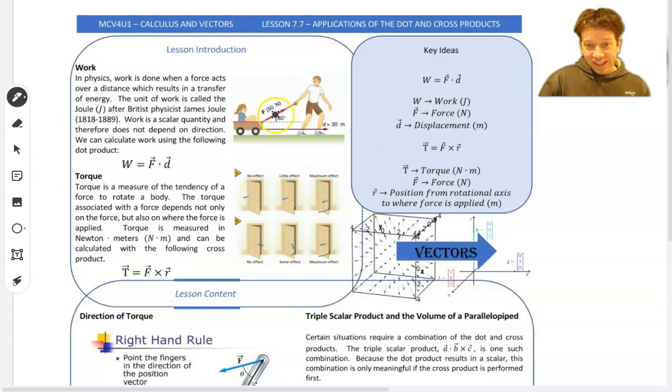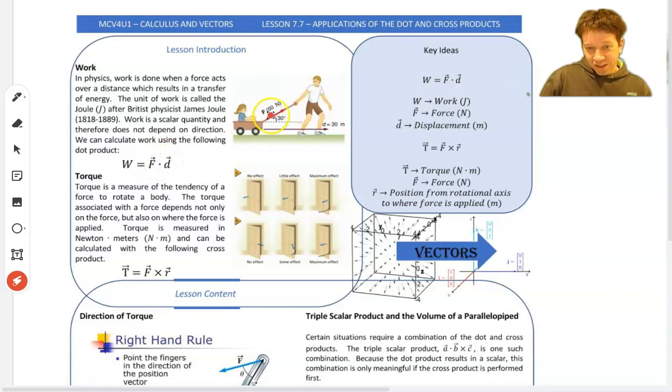Okay, so for example, if this person is pulling this cart, then the cart goes faster because he's applying a force over some displacement, which then we say does work on the system and adds energy to that system. So work has the same units as energy, which is the joule. And we can calculate work with the dot product between force and displacement.